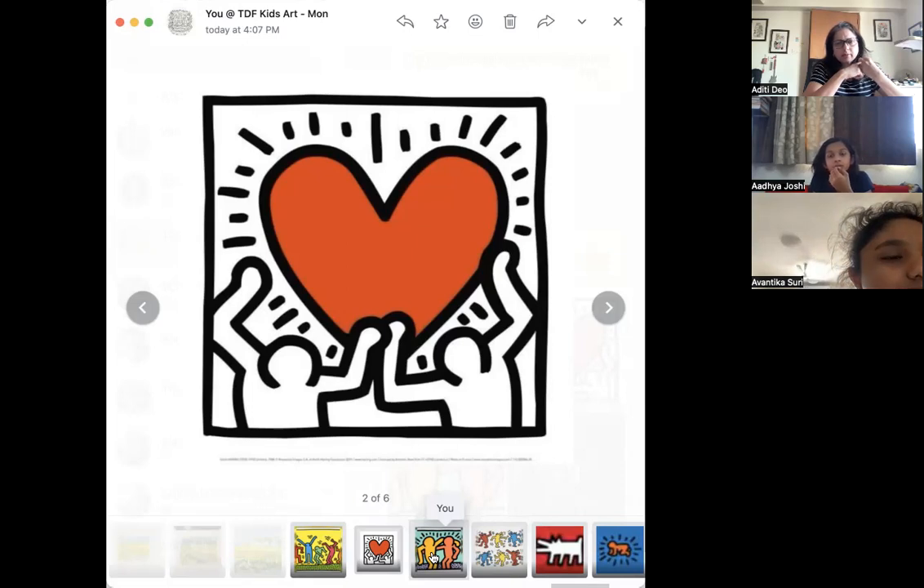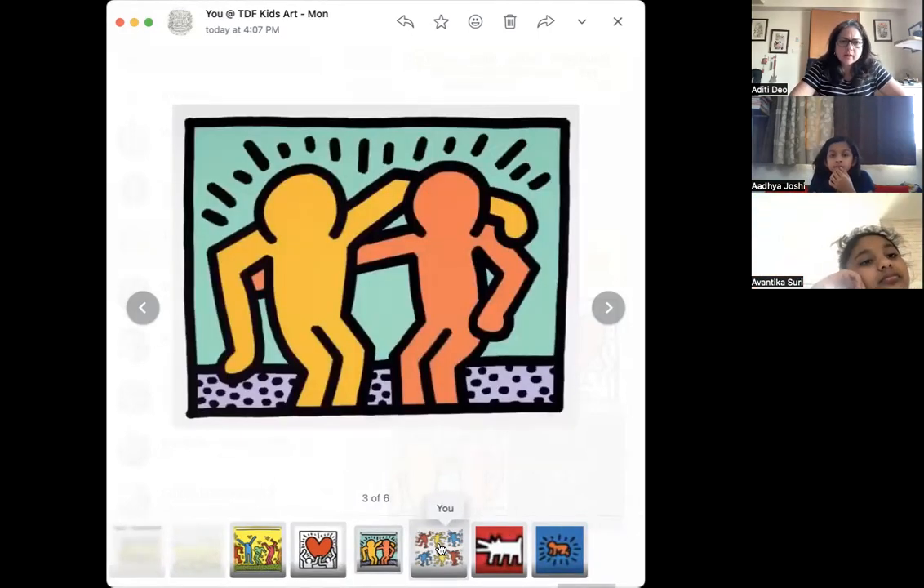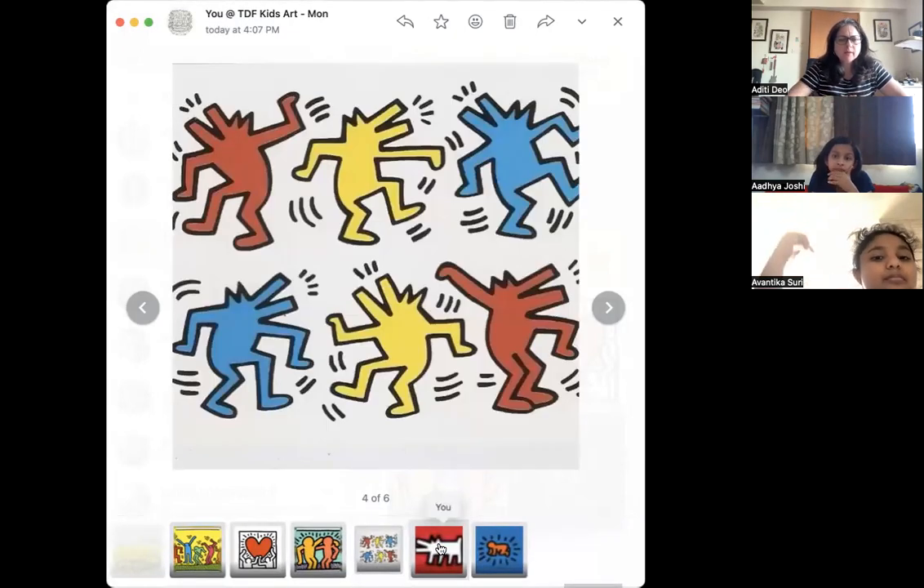It's a big heart between two people. What do you think it might say? It shows the friendship between both of the people. Yeah, correct. Now here's another one. Even this looks a little bit like friendship, isn't it? Now, what do these look like?